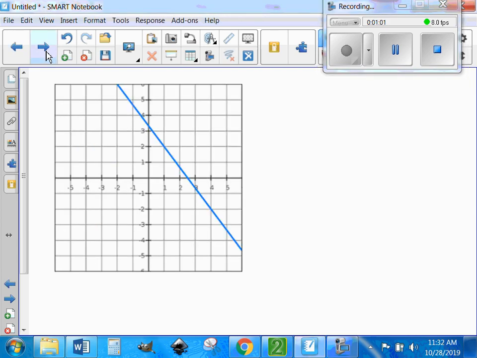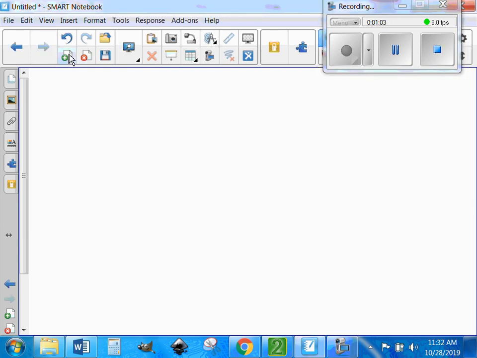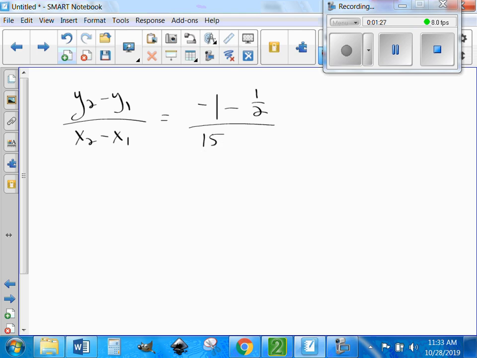So for number 2, given these 2 points, we're going to do the y1 minus y2, or you can do y2 minus y1. Typically, you'll see y2 minus y1 over x2 minus x1. So given those 2 points, the second y value is negative 1, and the first y value is a half, so negative 1 minus a half. x2 is 15, minus x1 is 14.